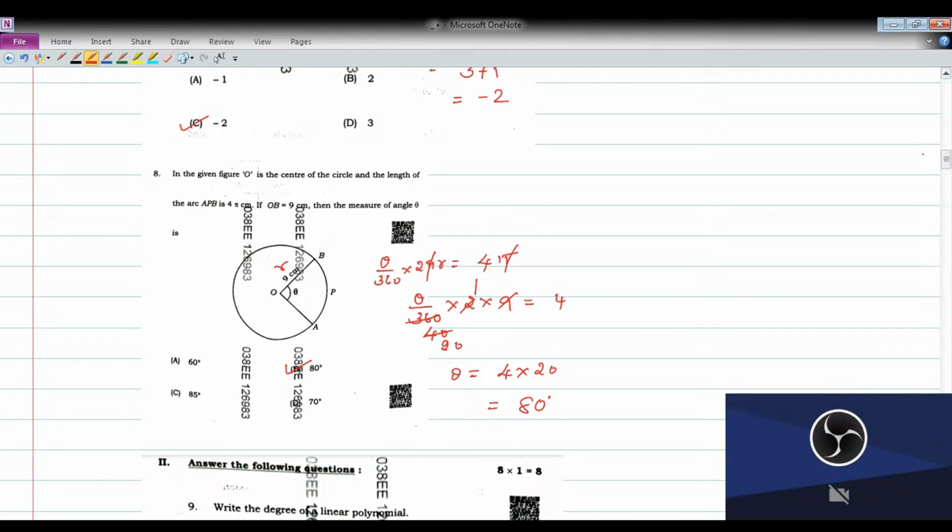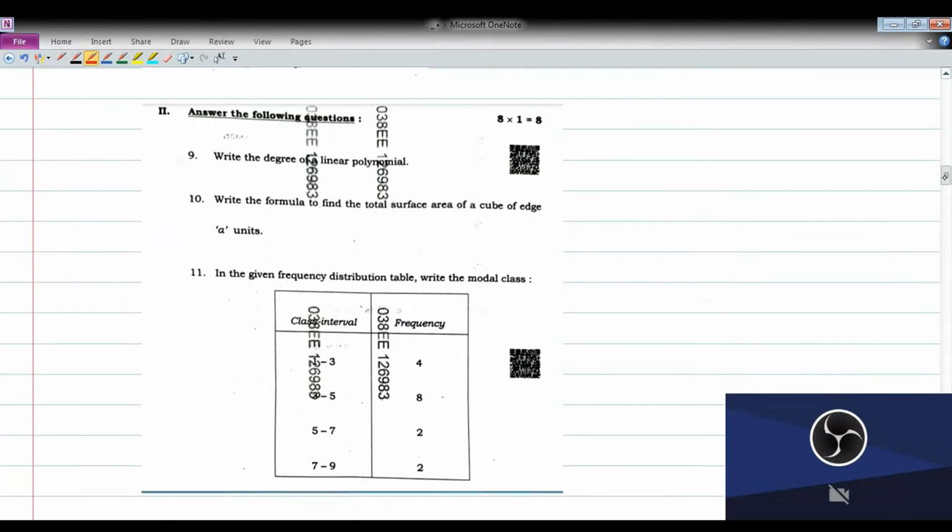Now, moving on to the second question: write the degree of a linear polynomial. Here the term linear is given. So what is the degree of a linear polynomial? Degree is equal to 1. So the degree of the linear polynomial is 1.